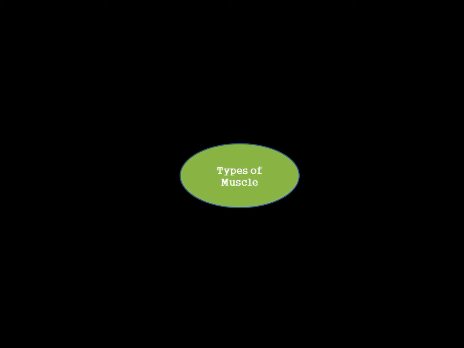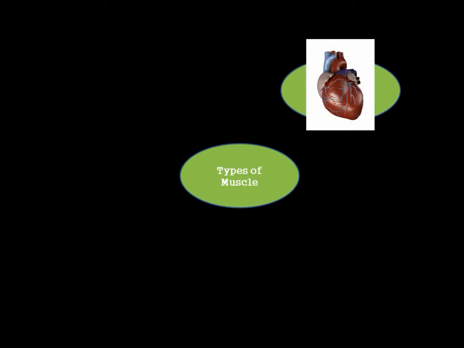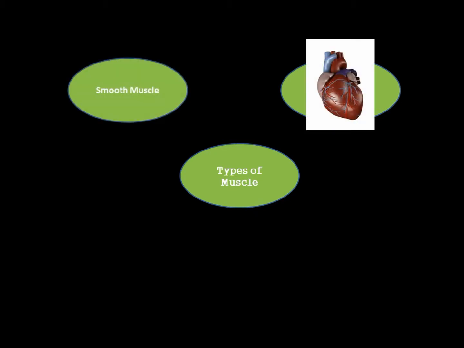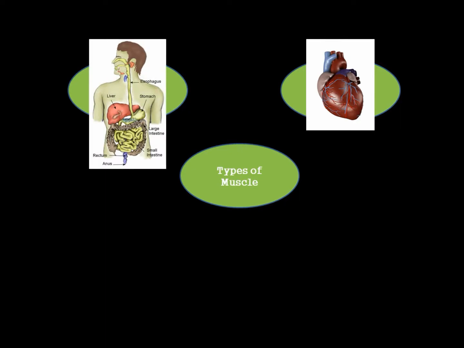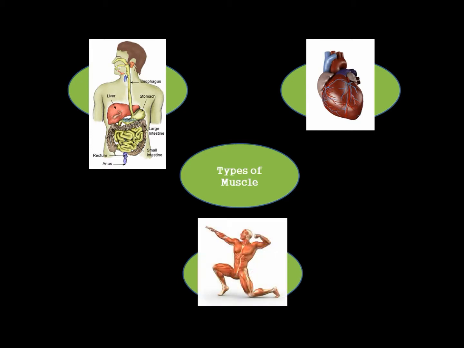So there are three types of muscle in the human body. We've got cardiac muscle, which is only found in the heart. We've got smooth muscle, which is found inside hollow organs, such as arteries or intestines. And then we've also got skeletal muscle, which are the muscles that we need to move. Let's have a look at each of those in a little bit more detail.